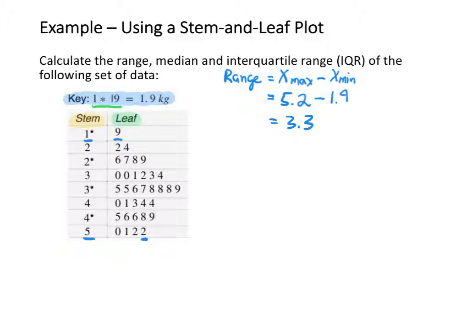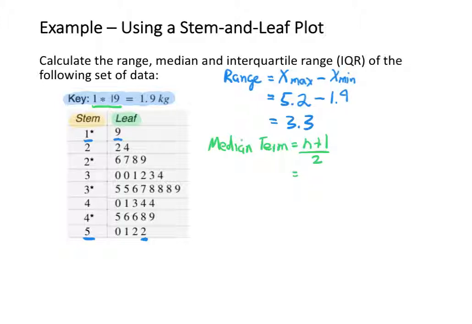Next, I want to calculate the median. Because my data is already in ascending order within the stem and leaf plot, I can jump straight in and start calculating the median, and I want to look for my middle term. So median term is going to equal n plus 1 divided by 2. I need to know how many pieces of data are within my stem and leaf plot, and to work that out, I need to count individually all of the leaves, or how many leaves I have within the stem and leaf plot.